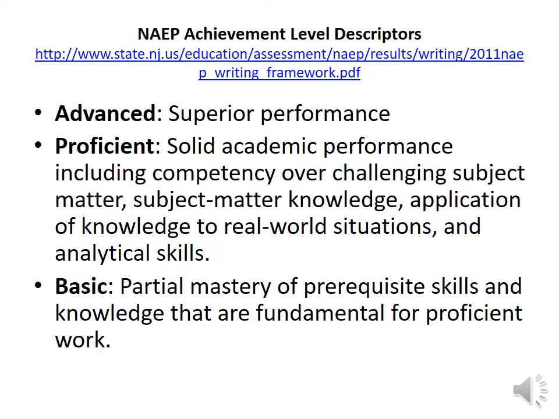The following are the NAEP achievement level descriptors, and it's important to understand exactly when they label a student or a group of students as advanced, proficient, or basic, exactly what they mean. Advanced would be superior performance, proficient is solid, and it gives you some more details that you can read on your own. And then basic is partial mastery of prerequisite skills. Basic is below grade level, proficient is at grade level, and advanced is above grade level, if you'd like to think of it that way.